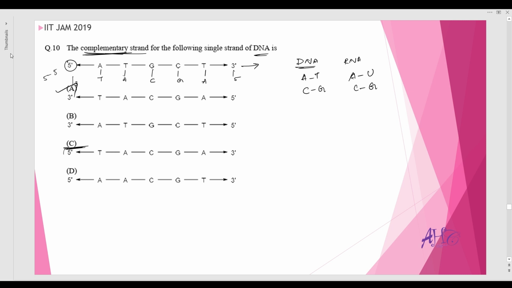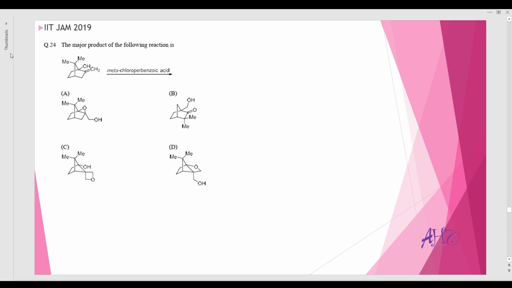But here this is the same strand. Because 5 and 3 are there, this is your same single strand. Okay, this is your same strand, while A is your complementary strand. Okay, so it is a minute difference, so you have to get it correct. Next question. Okay, this is a very nice question.